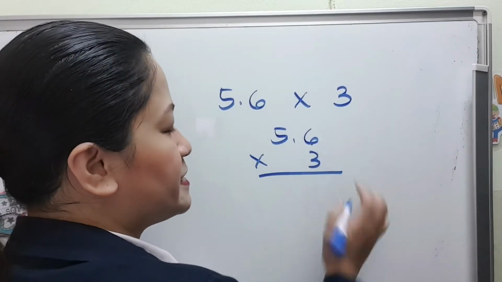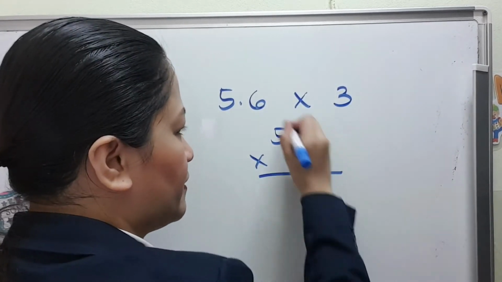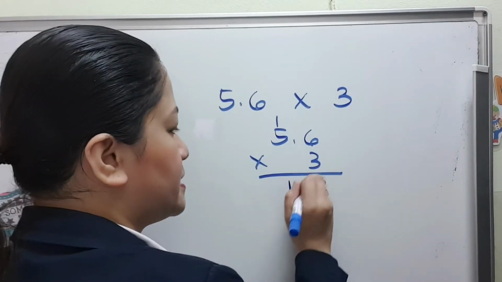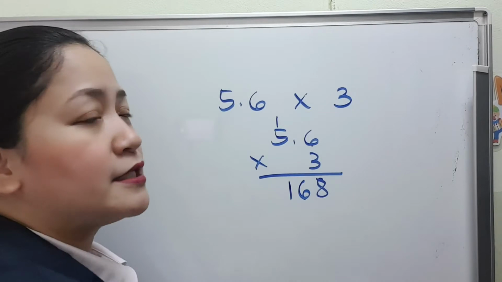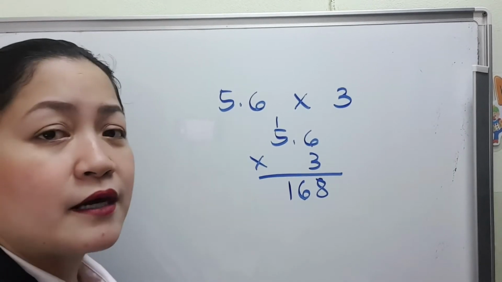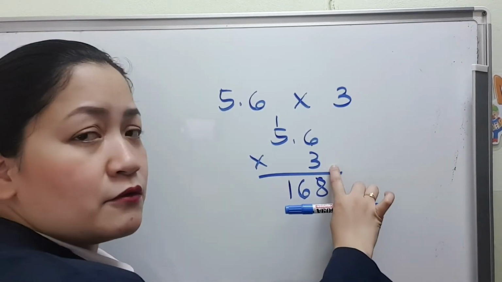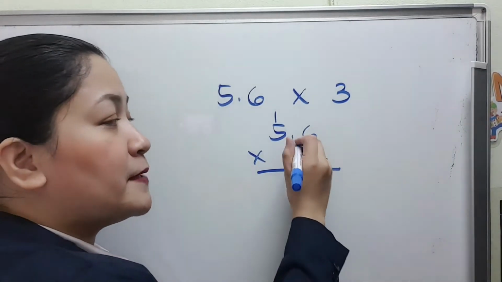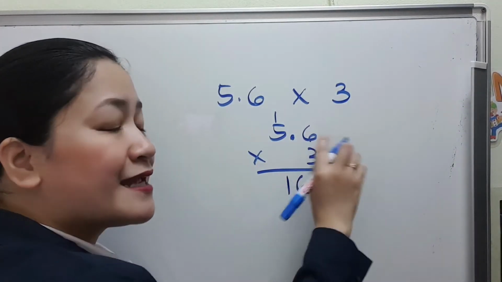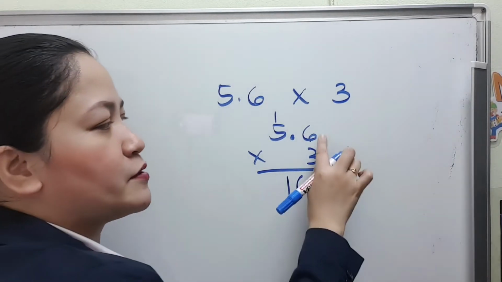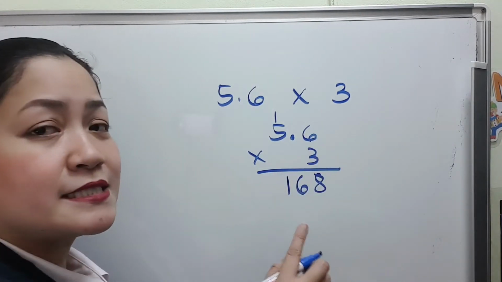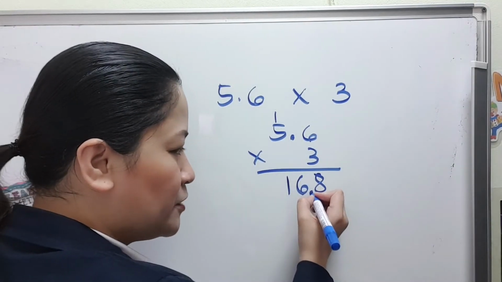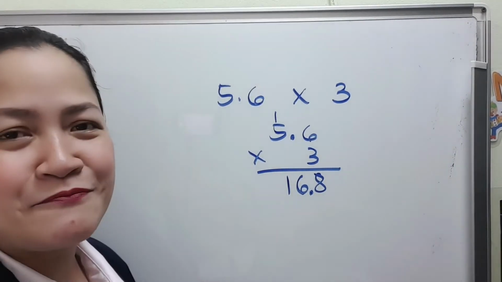So 3 times 6 is 18, so 8 here and 1 up. 3 times 5 is 15 plus 1 is 16. Now, count the number of decimal places in our factors. Since this is a whole number, we don't have any, and here we have 1, so the decimal place is the digit at the right of our decimal point. So we have here 1. That means in our product, we will have 1 decimal place as well. And we will put it there, making it 16.8.